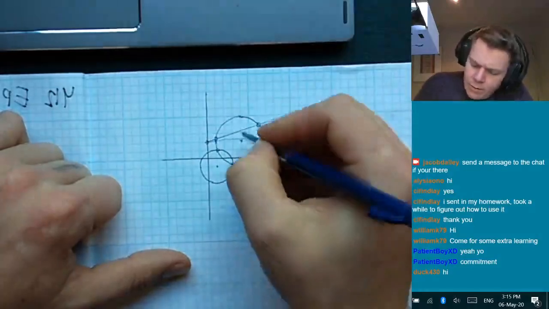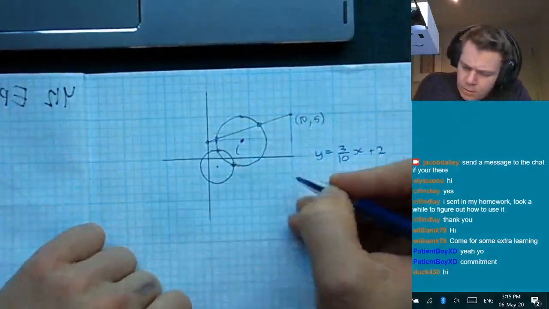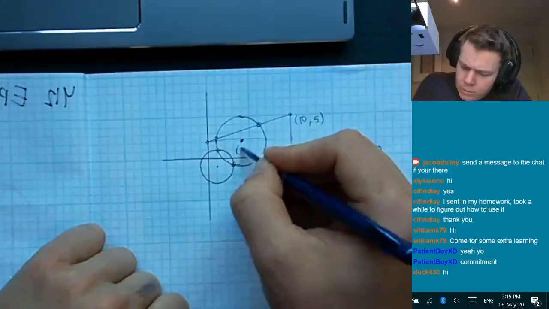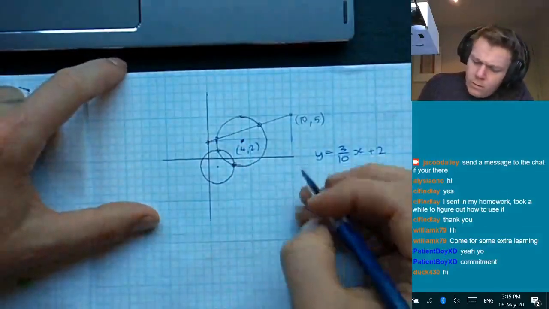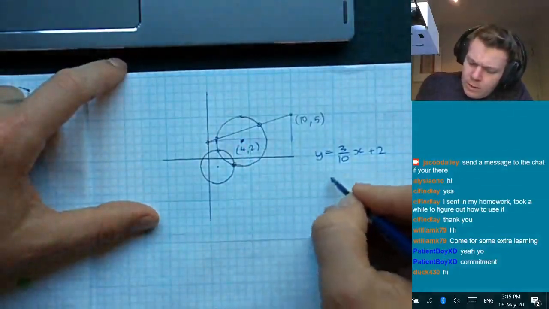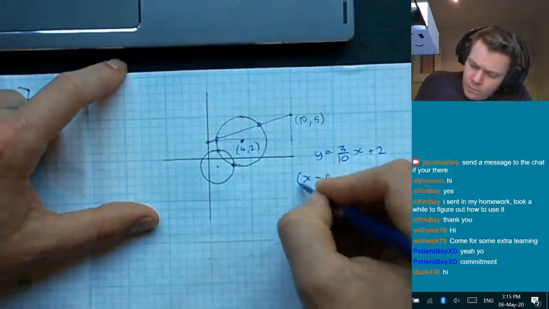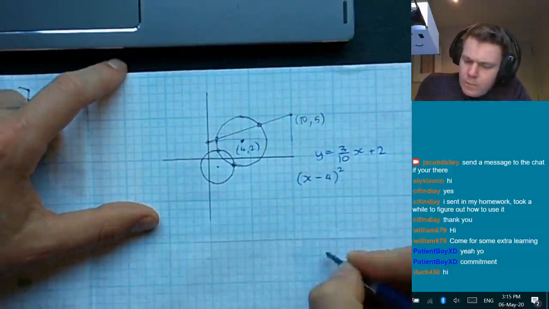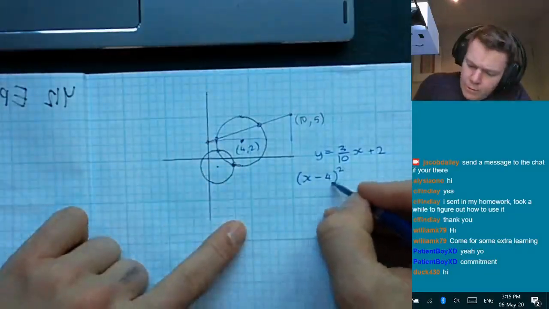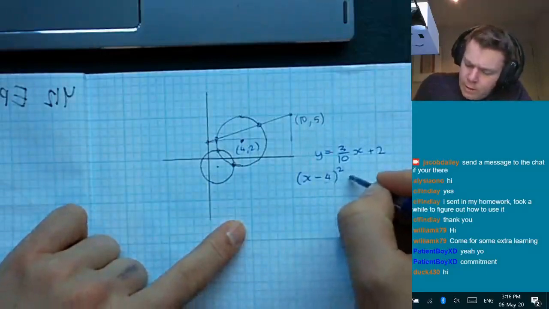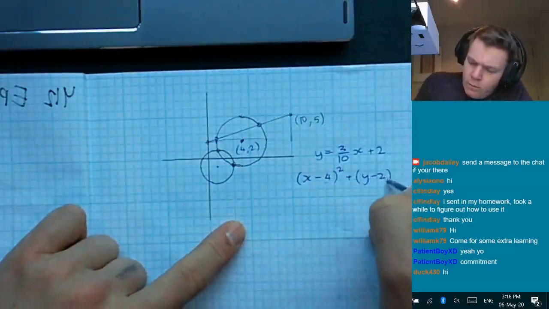Now our formula for our circle goes through 4 across, 2 up. So that is going to look like x minus 4 squared. It's been shifted across 4 in the x direction, so that's where that minus 4 comes from. And then plus y minus 2 squared.